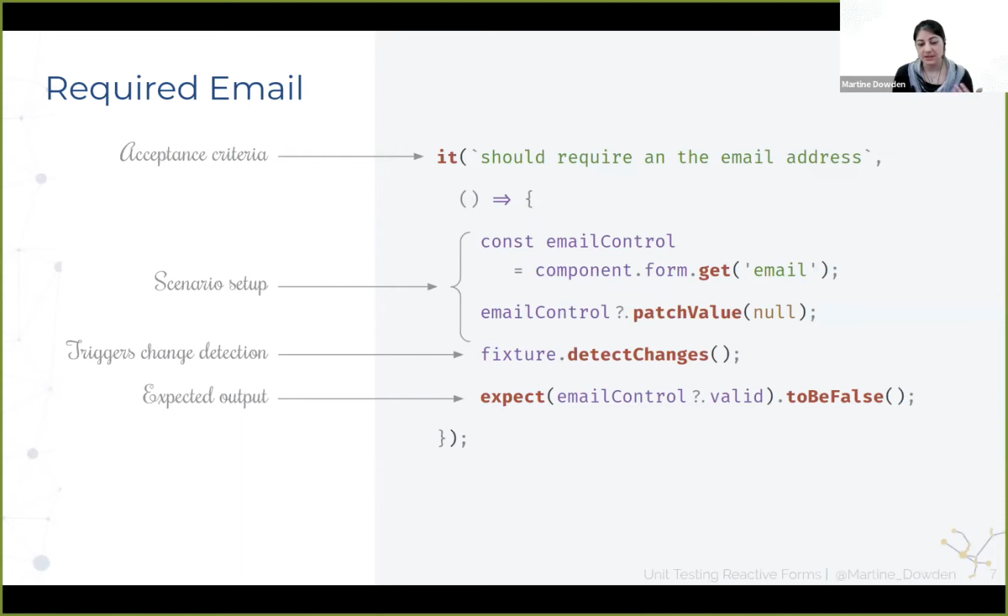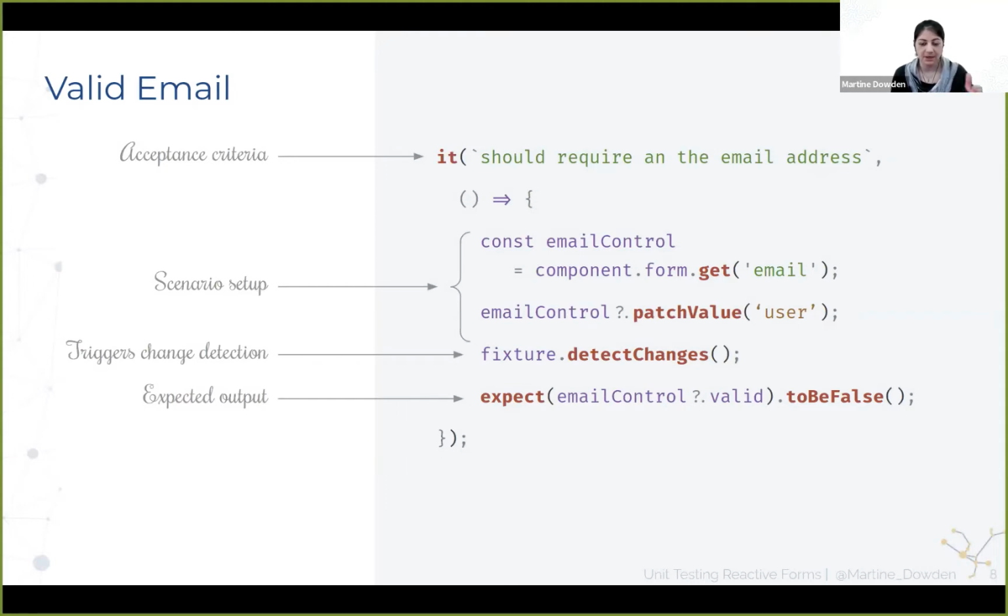So in this case, since our email is required, if I patch a value of null, I would expect the email valid to come back as false, correct? So very simple, straight to the point kind of test. I can then take that structure and repeat it. So if I want to check the validity, obviously the word user is not a valid email address. So I can say, okay, same thing. I've got my acceptance criteria, the it that describes it, my scenario, my trigger change detection, and my output.